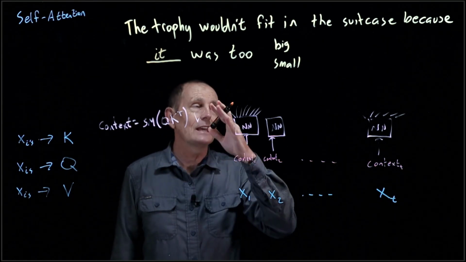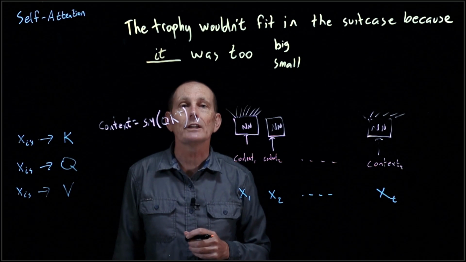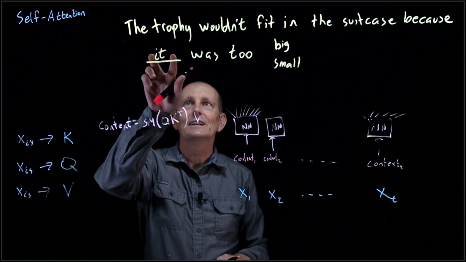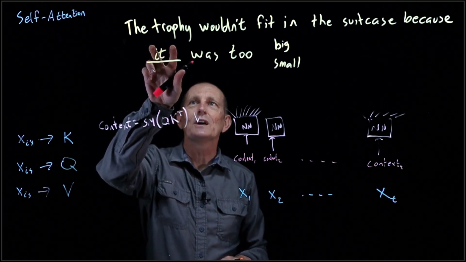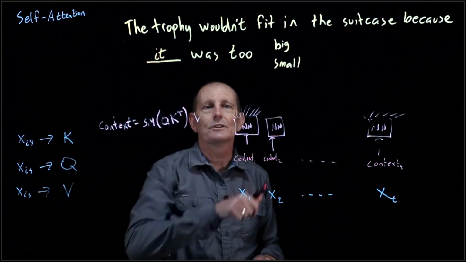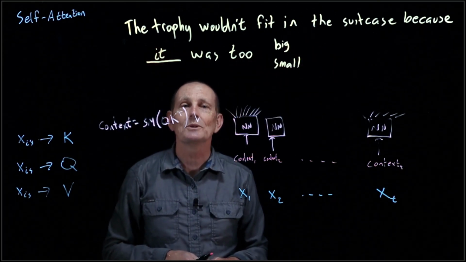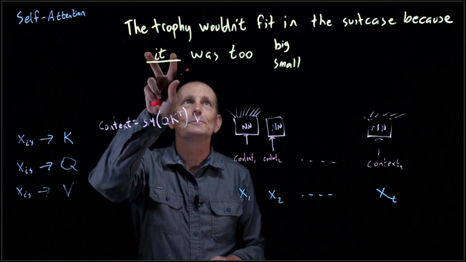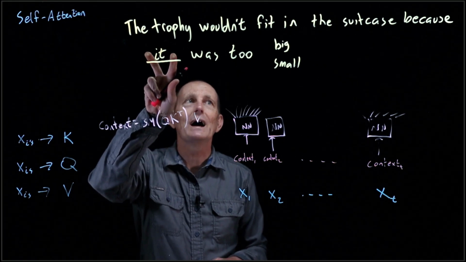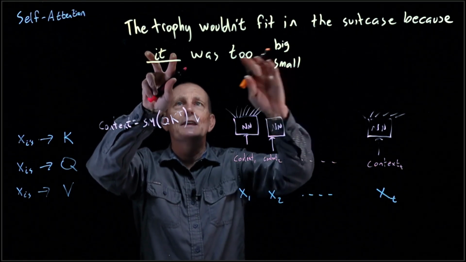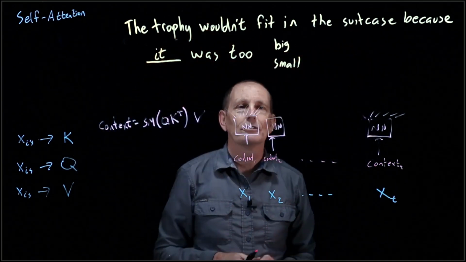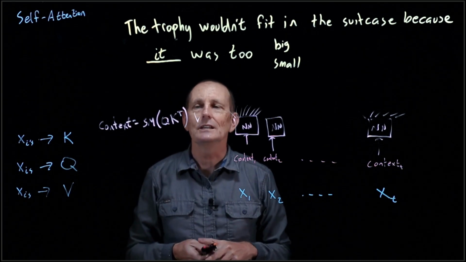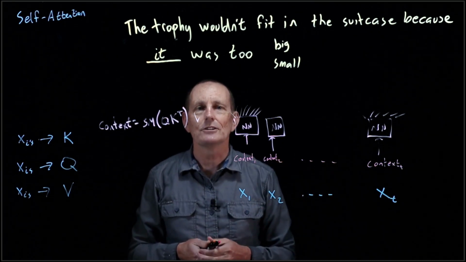However, if this is a problem in a different language, so let's say this is French, then trophy and suitcase may be of different genders. And so the it here is going to be different based on whether it is referring to the trophy or it is referring to the suitcase. And the context is what would be really useful, right? So we would want to have some information about what big and small, and that would tell us whether it is referring to the trophy or referring to the suitcase. So it's some difficult contextual information that we need, and we can get that with this self-attention.